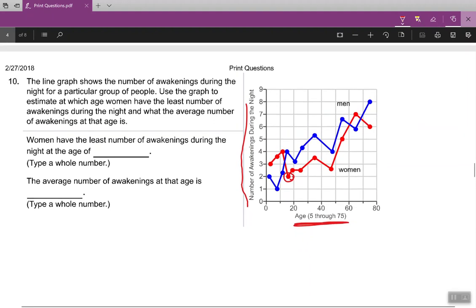So now I need to analyze this and fill in the blanks. It says at what age? Well, the age axis is at the bottom here, running horizontally. So if I look up, that's between 10 and 20, so I'm going to say 15. So at about the age 15, they have the least amount of awakenings at night. And how many awakenings? Well, I'll look here and go over, well, about 2.